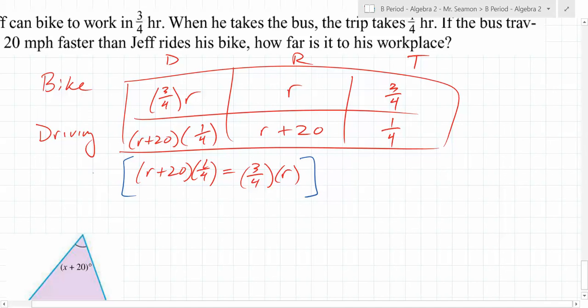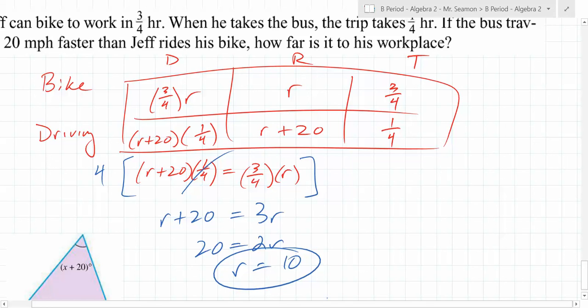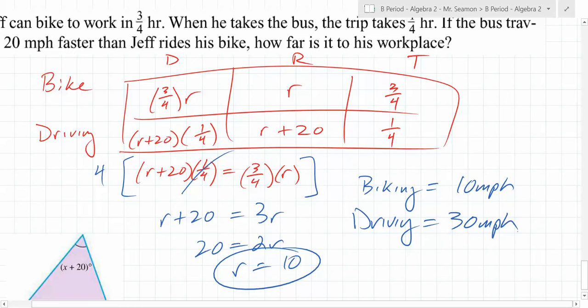Multiply both sides by 4. Ah, excellent. If you multiply both sides by 4, what happens? What happens to the 1/4 on the left? R plus 20 equals... What happens when you multiply by 4 on the right? 3R. Does that make things a lot easier pretty quick? 20 is equal to 2R. R is equal to 10. So what does that mean our answer is? Biking rate is what? 10 miles per hour. And the driving is 30 miles per hour. It all comes down to the chart.